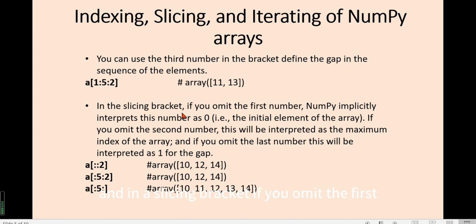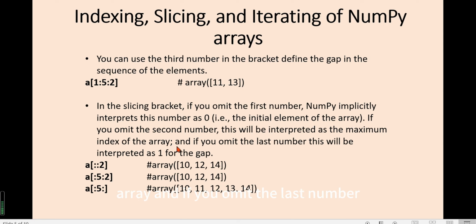And in a slicing bracket, if you omit the first number, NumPy implicitly interprets this number as 0, that is, from the initial element of the array. If you omit the 2nd number, this will be interpreted as the maximum index of the array. And if you omit the last number, this will be interpreted as 1 for the gap.